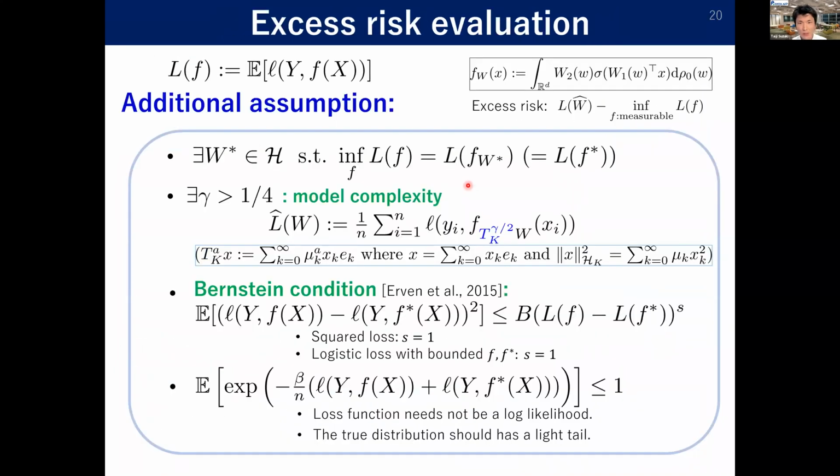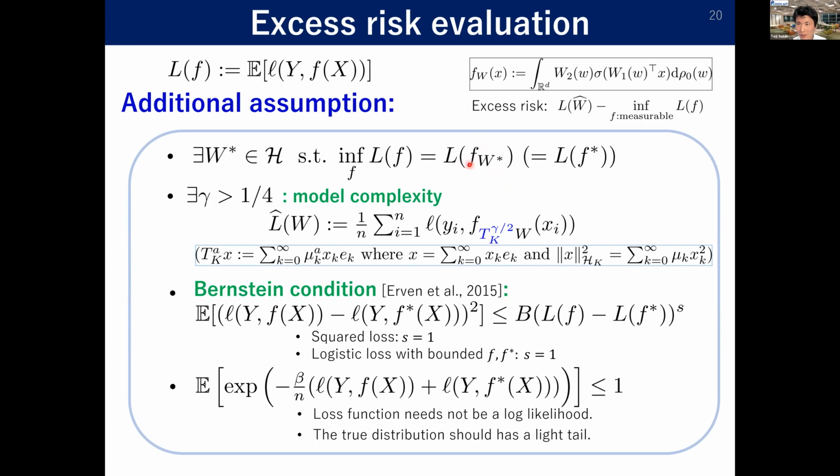Next, let us consider excess risk. Excess risk bounds the gap between the expected loss of the estimated W hat and the minimum expected loss. Instead of bounding the gap between the training error and the expected error, we bound the gap between the expected error of the solution W hat and the optimal expected loss. In this analysis, we assume some conditions like this. The strongest assumption is that the true function is included in our model.